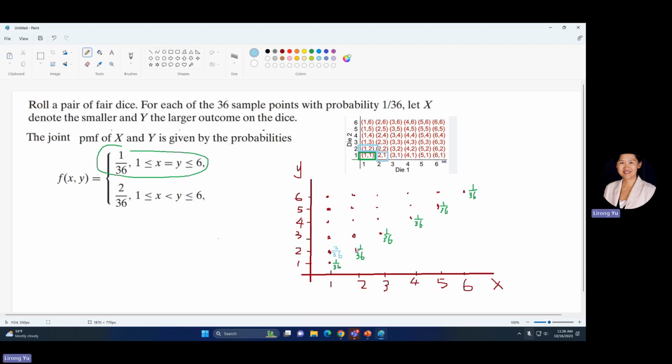Among the 36 outcomes, they're equally likely, but here, among how many of them? These are 6, that was a 1. So 7 here, 7 here, that makes it 14. 14 plus 6, 20. There are 20 outcomes. They're not equally likely, so that's why we have to separate them into 2 different cases. That's where this formula comes from. Any questions? It's one way to analyze it.